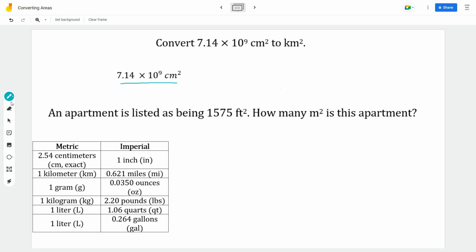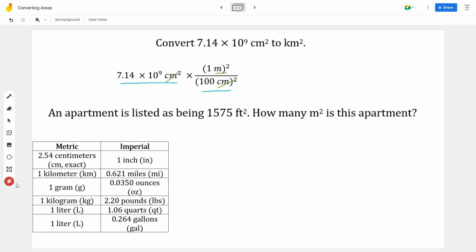So my first conversion factor is going to be from centimeters to meters. Here is my conversion factor. There are 100 centimeters in 1 meter. However, now I need to deal with the squared portion. So I'm going to square the denominator and square the numerator. Now my centimeters squared cancel, and I have converted into meters squared.